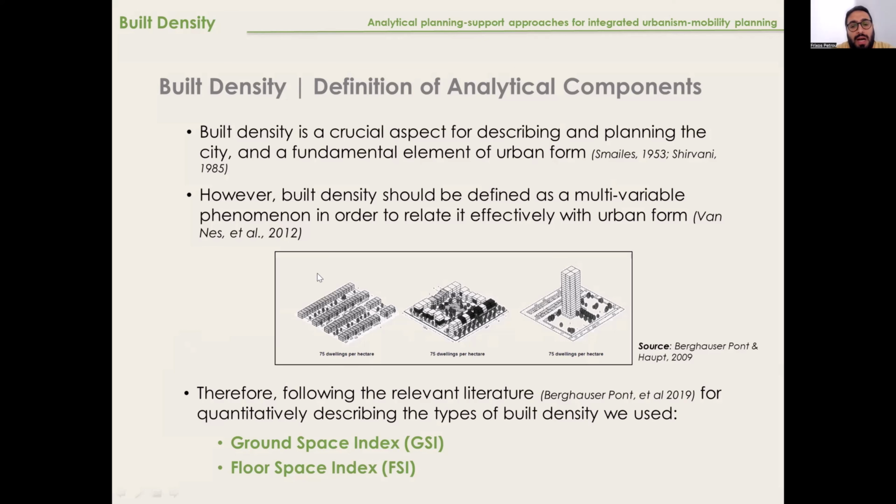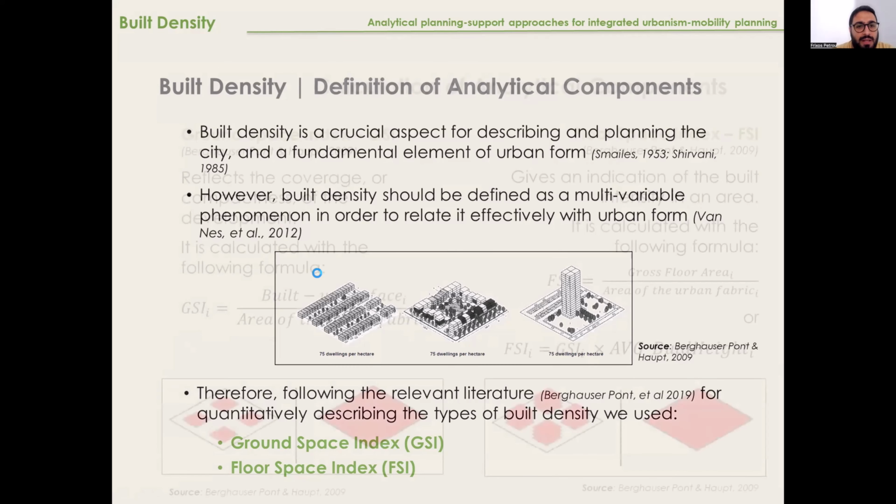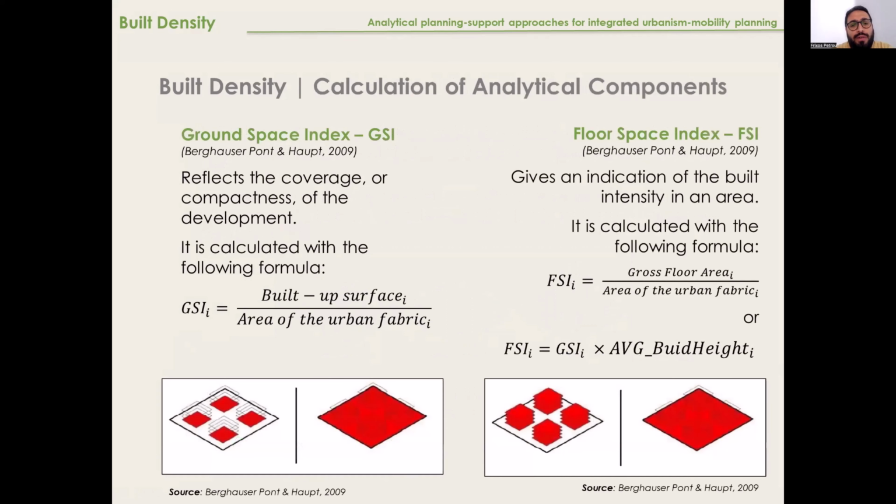So the two analytical components that will be used are ground space index and floor space index. Ground space index reflects the coverage or compactness of the development, as you can see in the concept figure on the left, while floor space index gives an indication of the building density in an area, referring to the whole building volume, as you can see on the right.